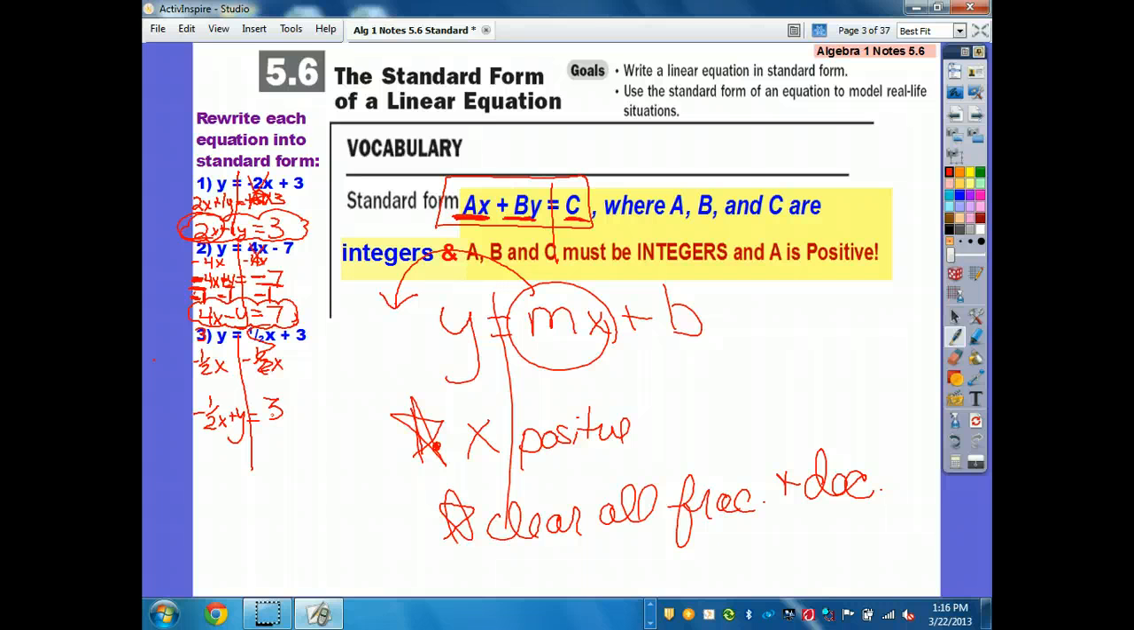This fails miserably. It's negative and it has a fraction. So first off, let's just get rid of our negative signs by dividing everything by a negative 1. This turns into a positive 1/2 x. What does this turn into? A minus y or a negative y, same thing, equals what? -3. We change all the signs.